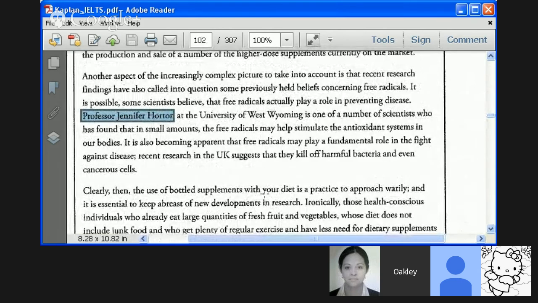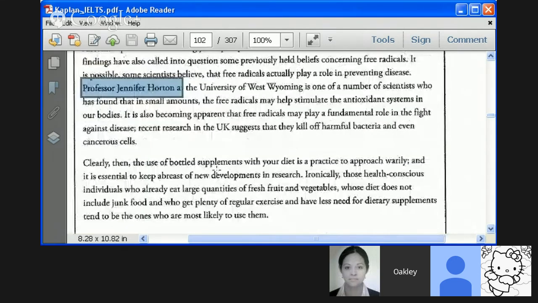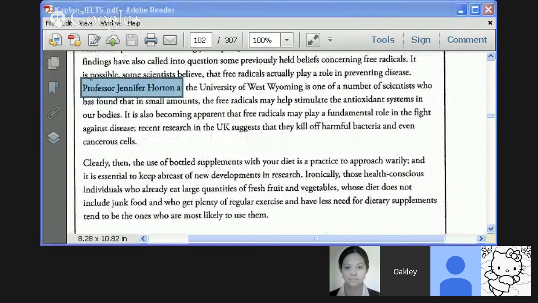Okay. All right, some general information up here. Professor Jennifer Horton found small amounts may stimulate antioxidant systems, free radicals against disease, kill off bacteria, even cancerous cells. Great. Well, so Heidi, all right. Is there anything in there about people taking fewer supplements?